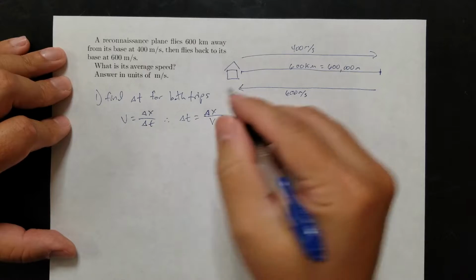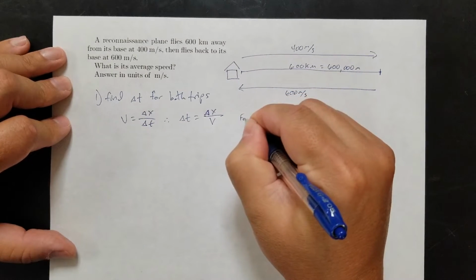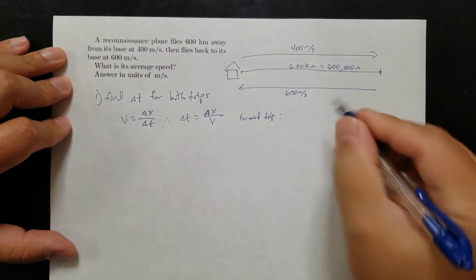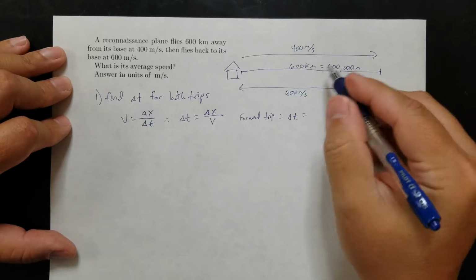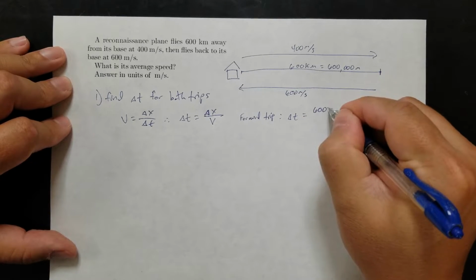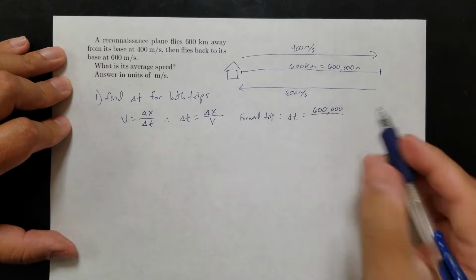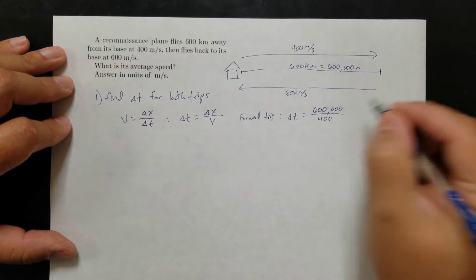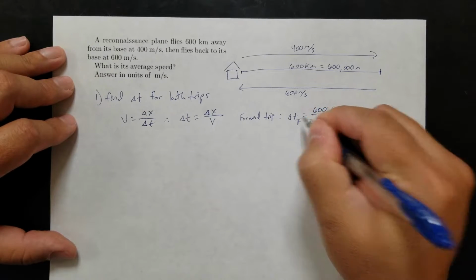Okay, so let's do it like this. The forward trip was going to look like this. Change in distance or change in position was 600,000. So 600,000 divided by my velocity going forward. That was 400 meters per second. And so I'll get a delta t forward, right? So I'll call that delta t forward.